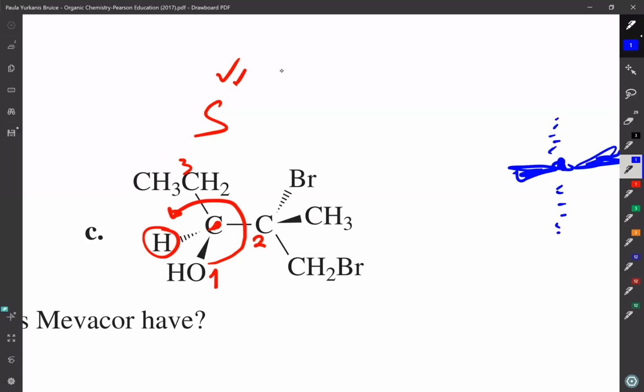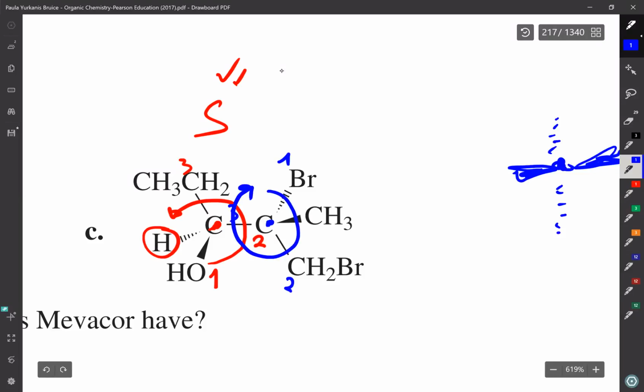This is another chiral center here. This is my priority number 1. This is my priority number 2, and that will be priority number 3. So in this case, I'm traveling in this direction. That is a clockwise direction. Clockwise means R. Guys, that's clockwise, right? Yeah, that's the clockwise direction.